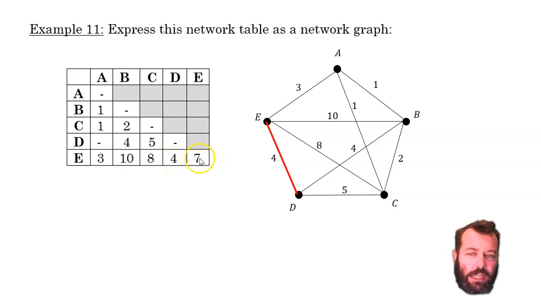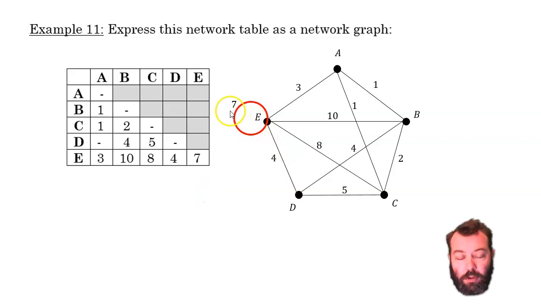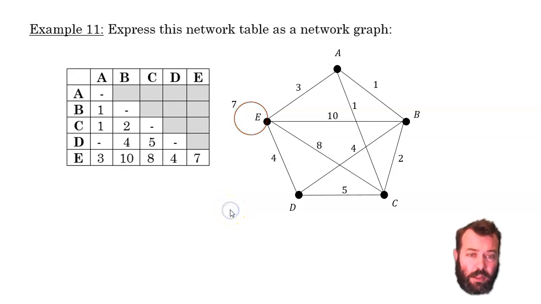Now I've got a 7 here in the E to E. This is a special case that we haven't spoken about before. Where I have an edge that is connected to the same vertex on each end, we call that a loop, and we just draw a little circle there like this. So I have a loop of length 7 at E, so that can occur. There we go. So that is a network graph that corresponds to a network table right here.